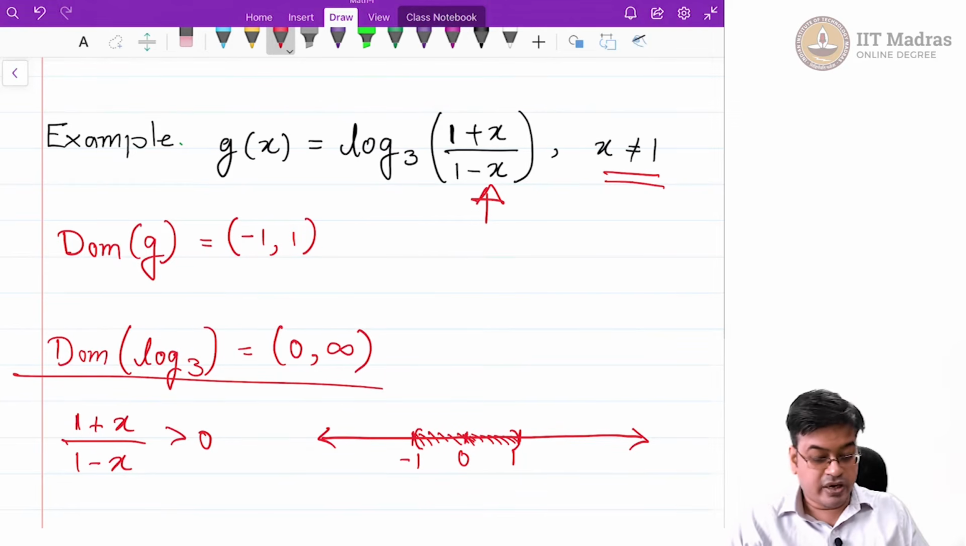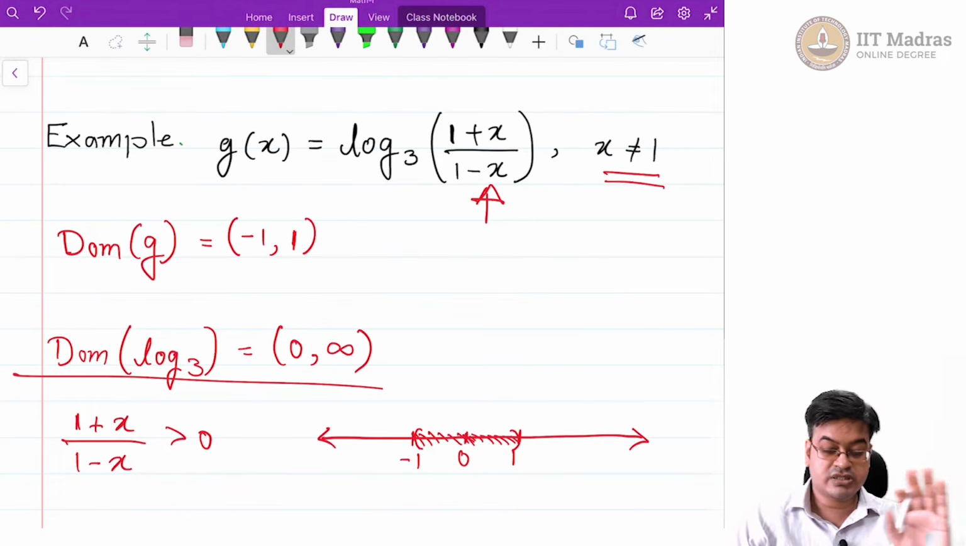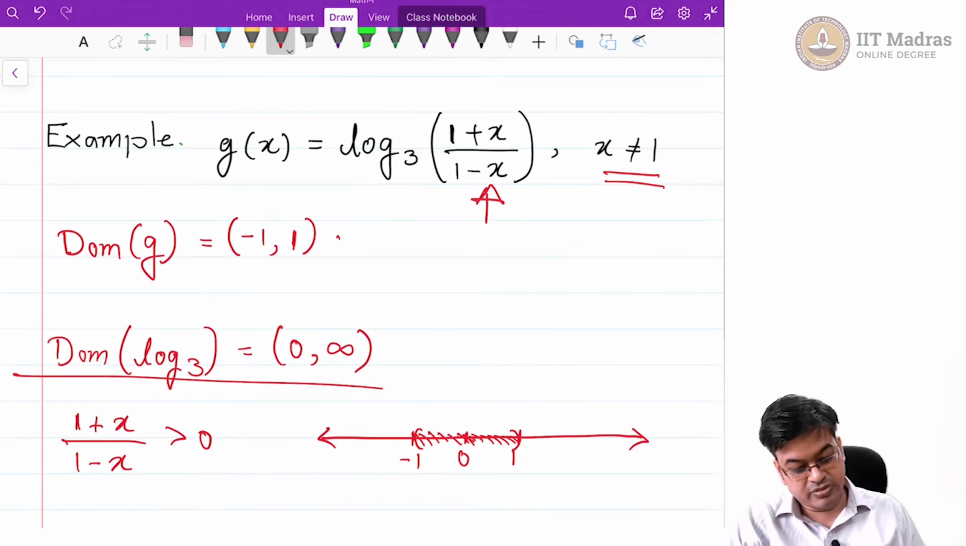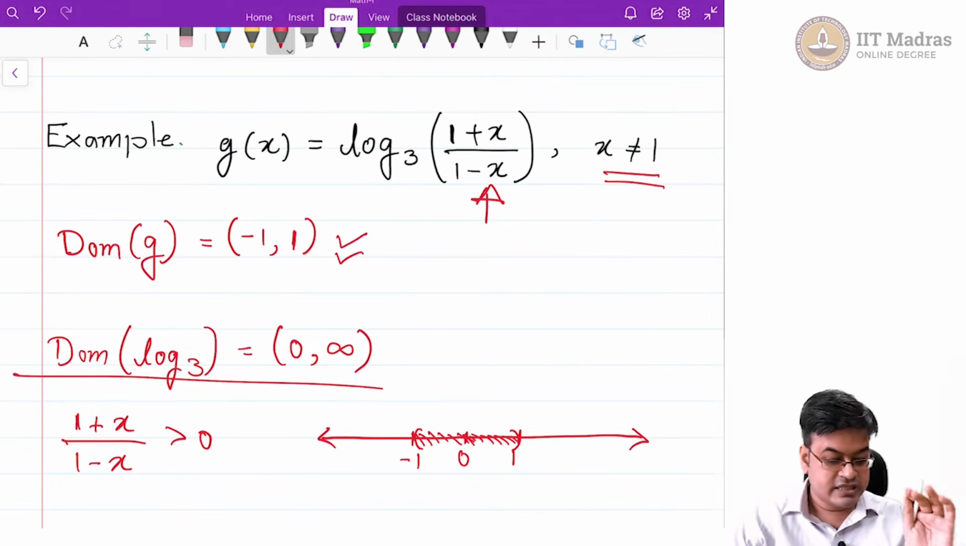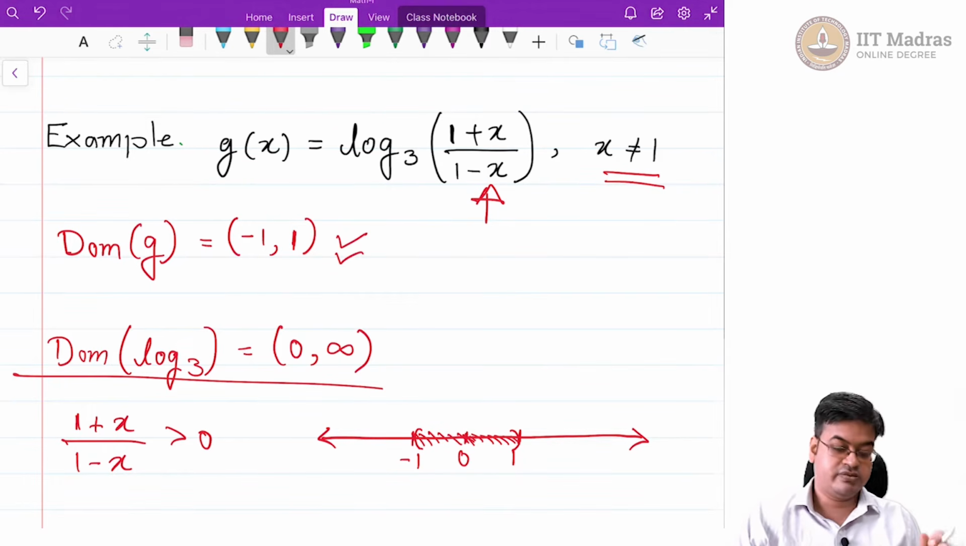Now you may say, why not 0? 0 will not cause any problem, because if you look at the function, if you substitute x equal to 0, you will get log to the base 3 of 1, which is a positive number, and therefore it is well defined. So the domain of this function is nothing but minus 1 to 1.